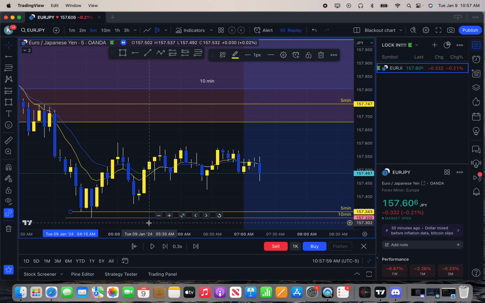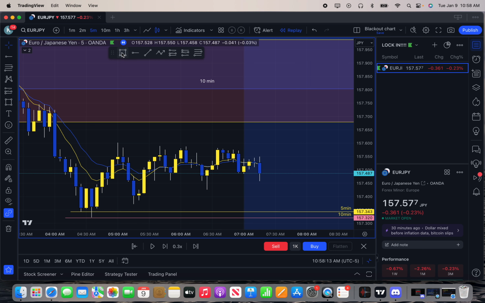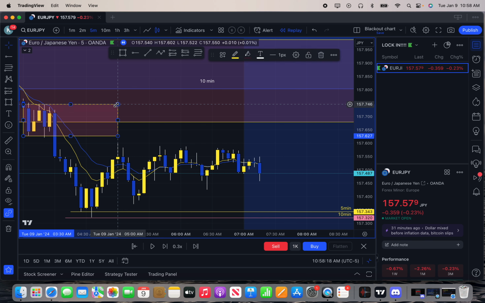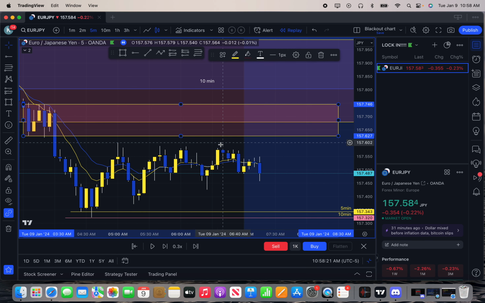So really we know we're mostly looking for sells because our 1 hour is bearish, our 10-minute is bearish, and our 5-minute is bearish as well. So we want to go ahead and draw our 5-minute zone. And that zone is going to be this supply right here, from the last low that was broken to the high of the pullback.